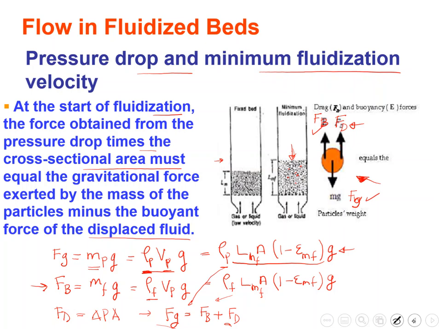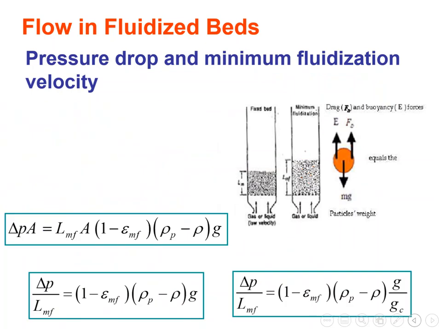Let me go to the next slide. Once you substitute for the values, you will get this equation: delta P A is equal to the length at minimum fluidization times area times 1 minus epsilon minimum fluidization, times the density of the particles minus the density of the fluid, times G. And if you rearrange this equation, from where we got it, again, from the substitution in the previous slide, Fg is equal to Fd plus Fb. Just do the substitution, you will get this equation.